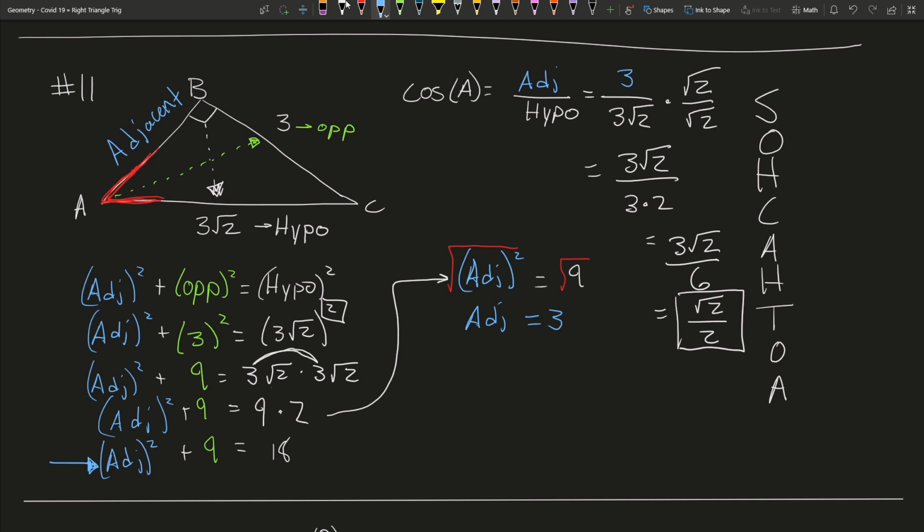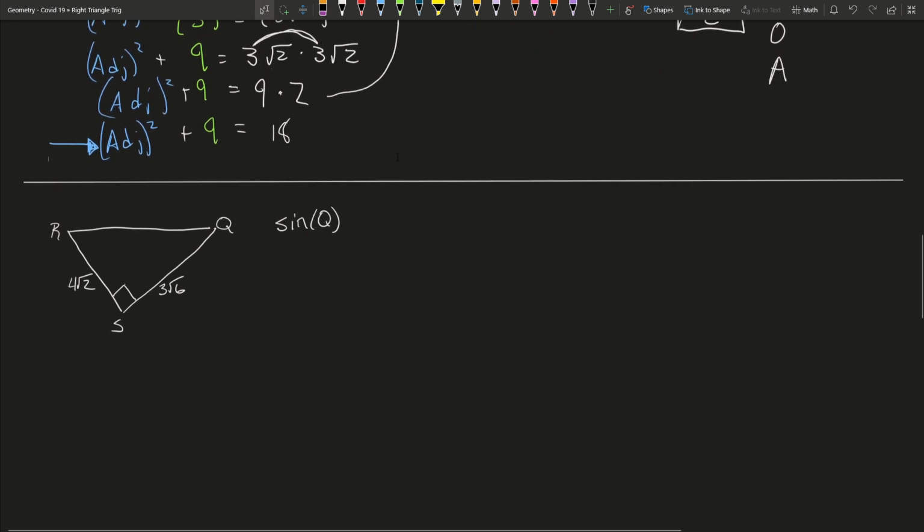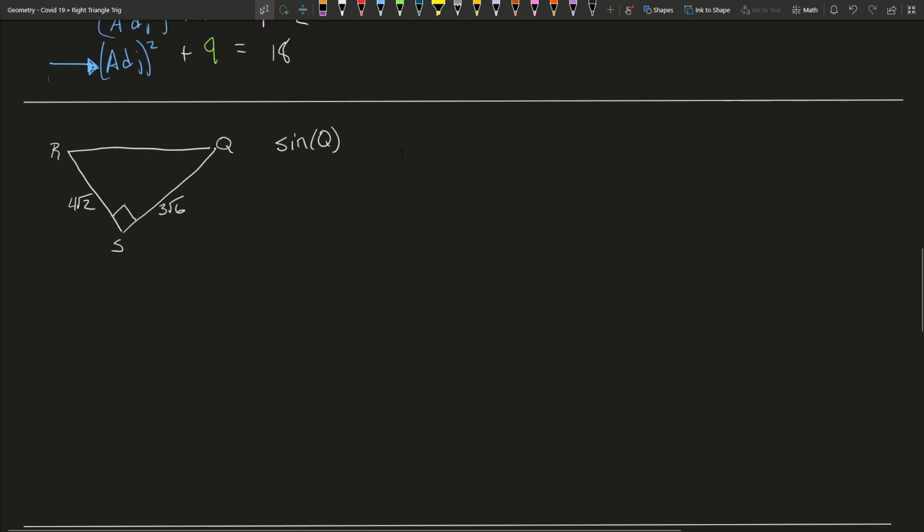All right, let's move on to the next example, which again is just a little bit harder, requiring slightly different tools. All right, I believe this is just directly from IXL. Okay, we're given this triangle RQS, and we're trying to find the sine of Q.